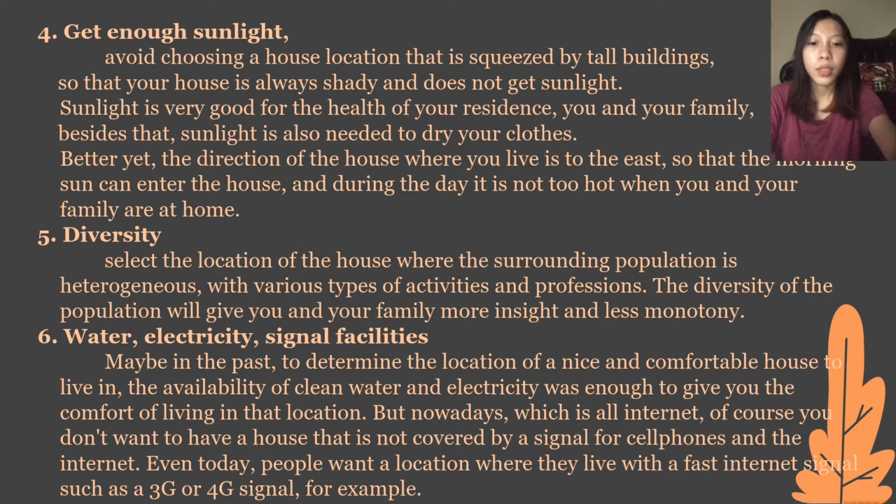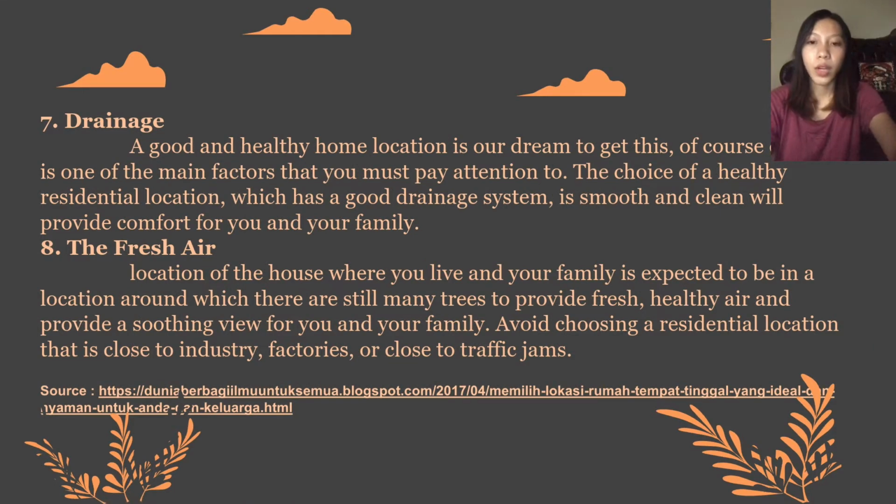But nowadays, when everything is internet, of course, you don't want to have a house that is not covered by a signal for cell phones and the internet. Even today, people want a location with fast internet, such as 3G or 4G signal, for example. Seventh, drainage. A good and healthy home location is our dream. To get this, of course, drainage is one of the main factors that you must pay attention to. The choice of a healthy residential location, which has a good drainage system, smooth and clean, will provide comfort for you and your family.